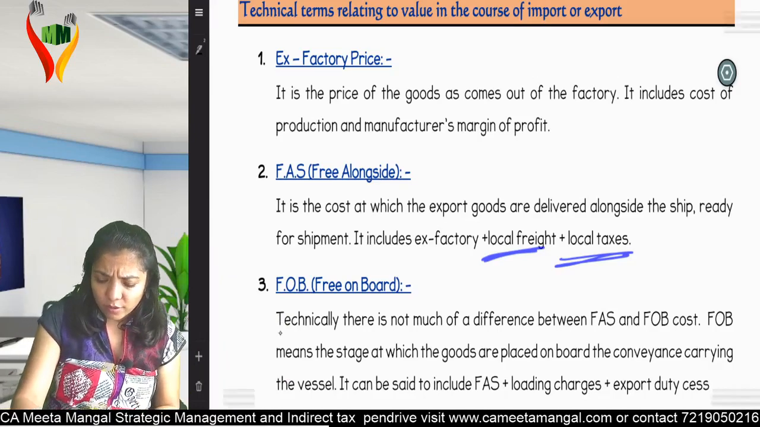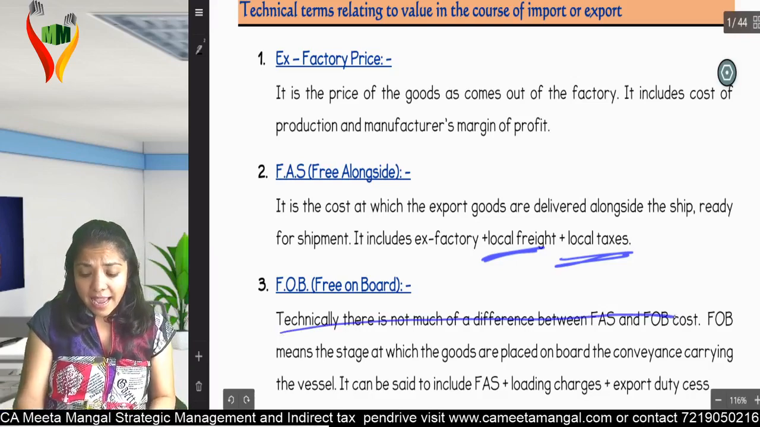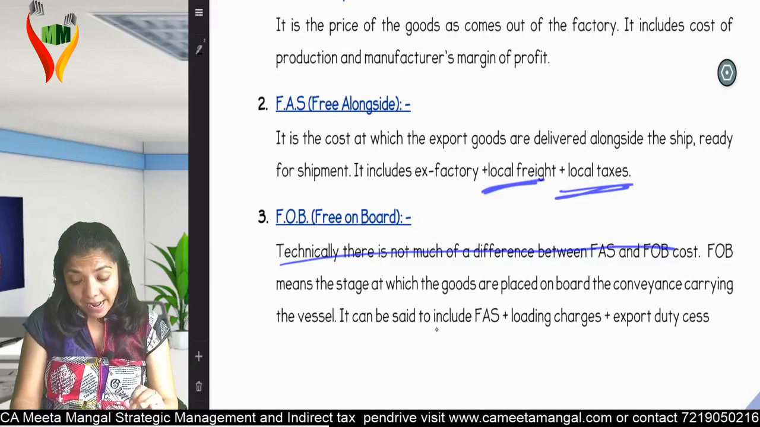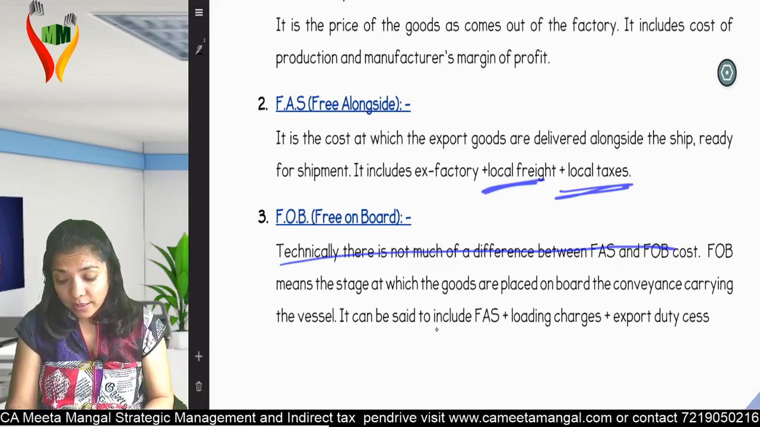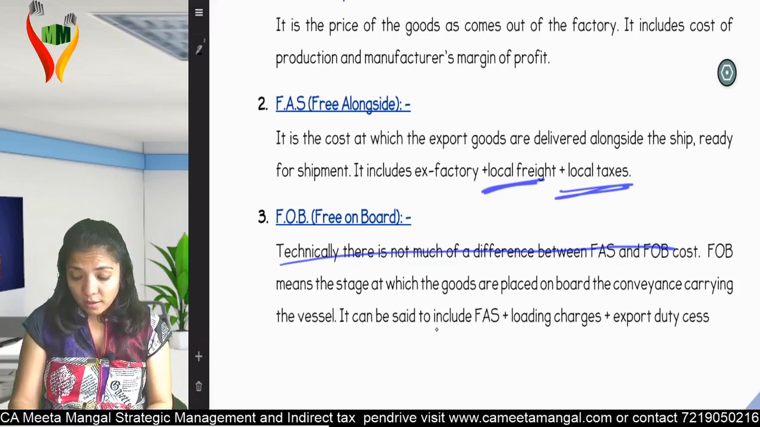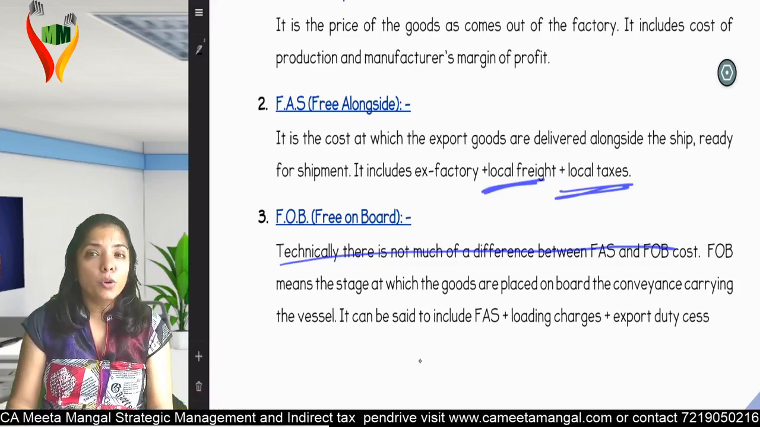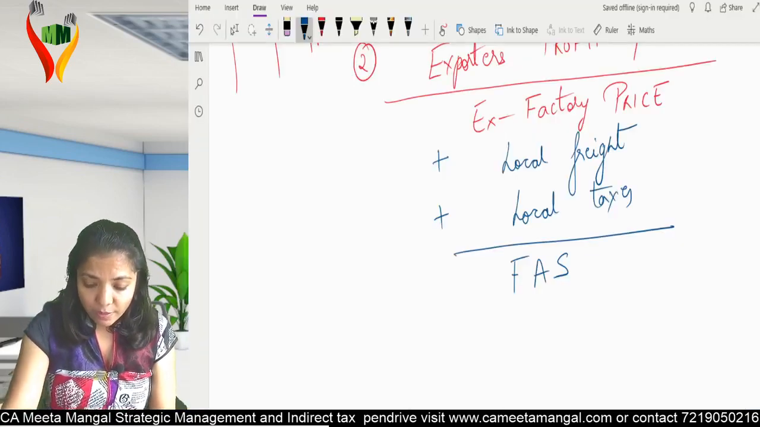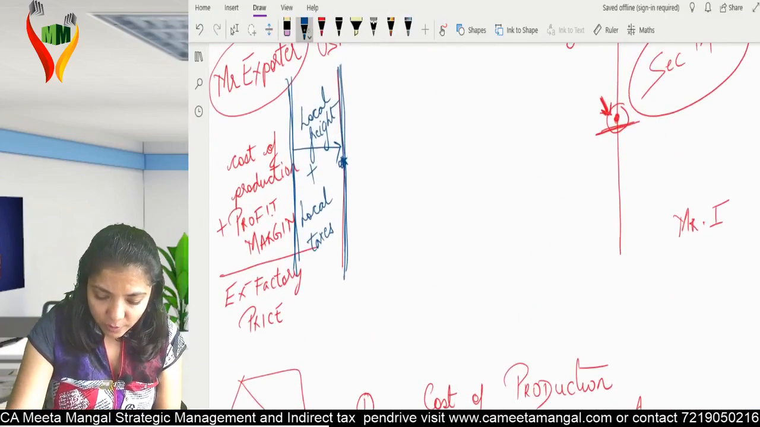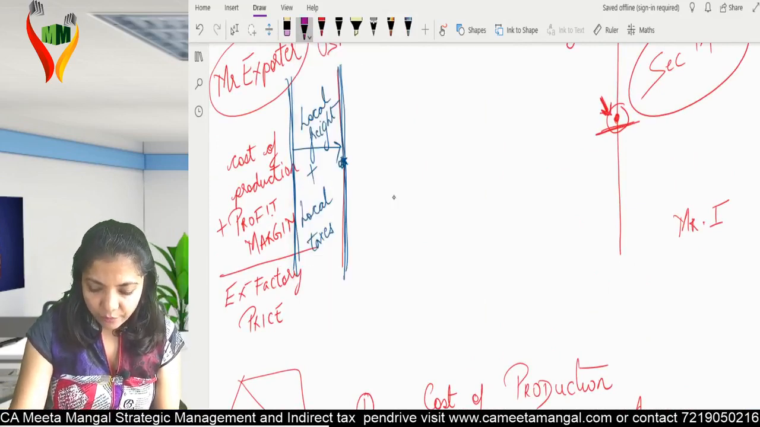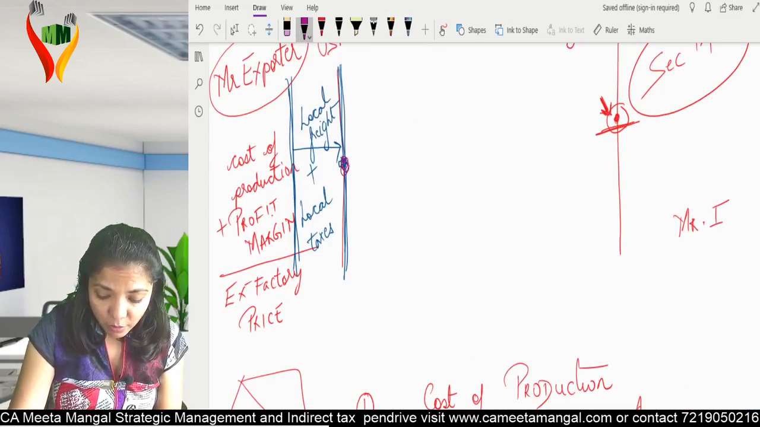Technically, if you can ignore this for 2 minutes, FOB means the stage at which the goods are placed on board the conveyance carrying the vessel. It can be said to include FAS plus loading charges plus export duty. I hope you're with me. So if I go with my diagram over here, and if I change the color, okay. Now, my goods are here.